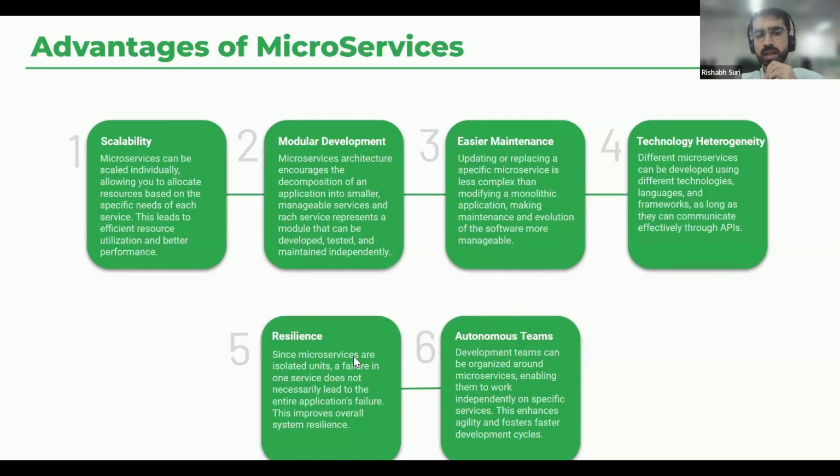Then we have technology heterogeneity. Microservices allow for the use of different technologies and programming languages across services based on their specific requirements. This flexibility means you can choose the best tool for each job, resulting in optimized performance and development.